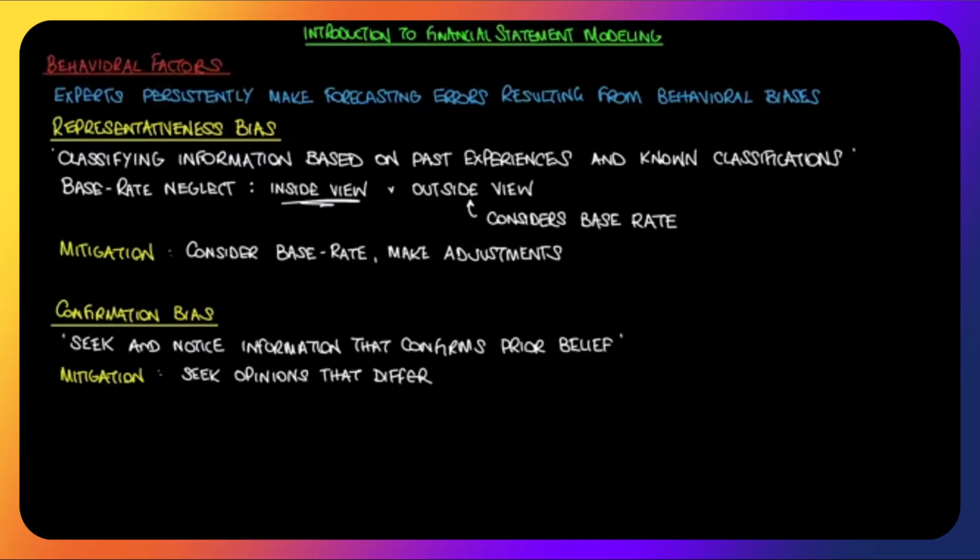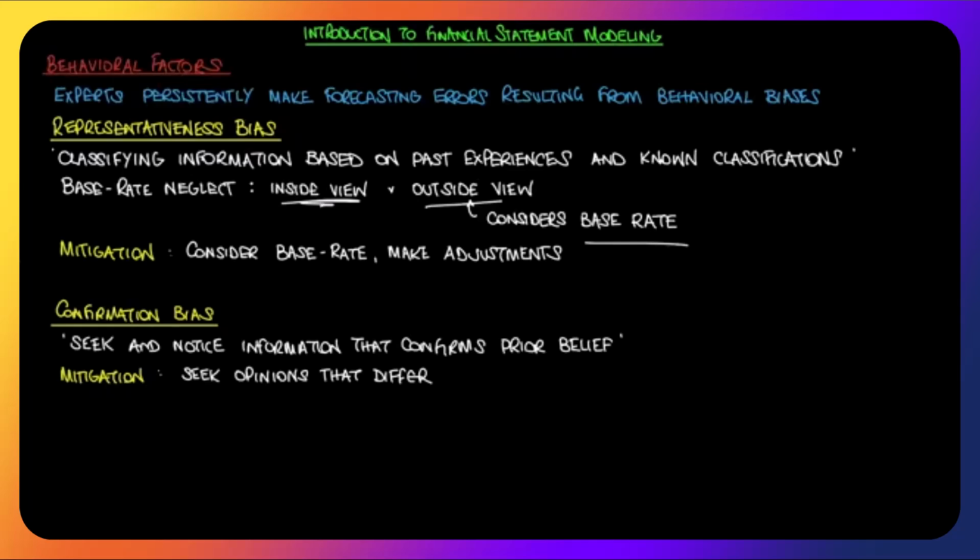Now, the inside view would be to say, okay, I work for a pharmaceutical company, so it's this and this. Well, your company is unique. It will have its own unique circumstances. A better way to do it is to take the outside view and consider the base rate, so the industry as a whole, the average for all pharmaceutical companies. Then, yes, make adjustments if you're trying to apply it to a specific company, but don't just take one as the only example.